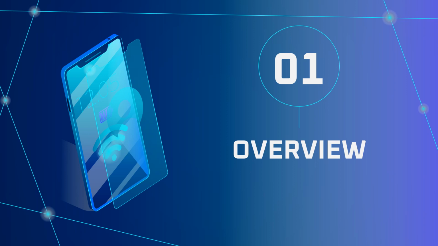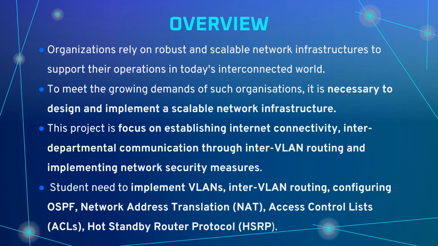Firstly, the overview for this project. Today, organizations rely on robust and scalable network infrastructure to support their operations. It is necessary to design and implement a scalable network infrastructure. In this project, it is focused on establishing internet connectivity, interdepartmental communication through inter-VLAN routing, and implementing network security measures. Students need to implement VLANs, inter-VLAN routing, configuring OSPF, NATs, access control list ACLs, and HSRP.